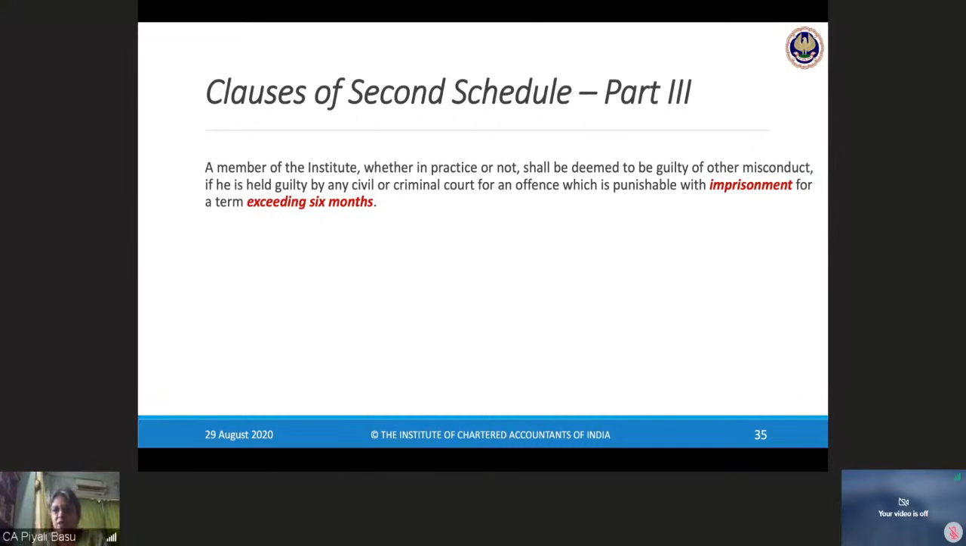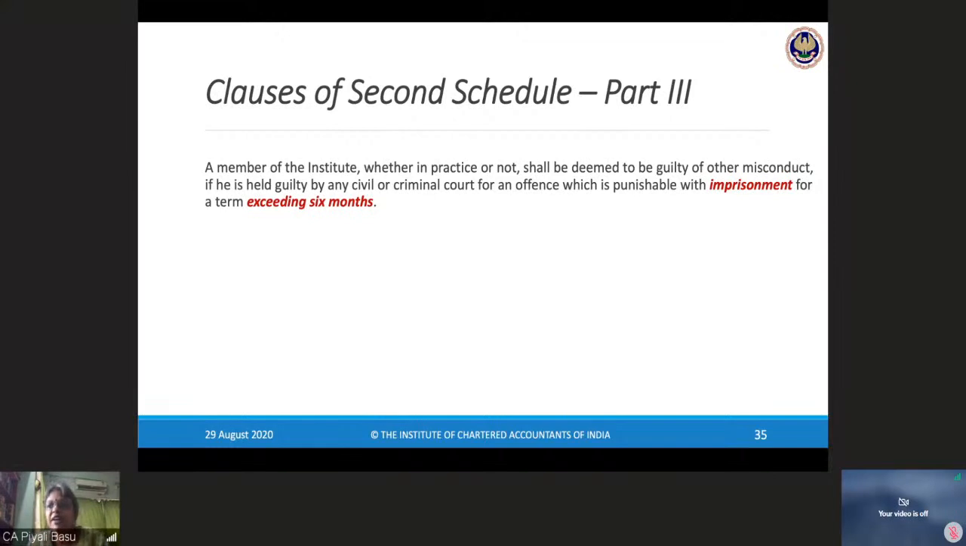Misconduct is there in which of the schedules? In both the schedules. Right? Both in first schedule and second schedule. In first schedule, it was in part 4, and there were 2 clauses. Imprisonment for less than 6 months, and it brings disrepute to the institute, right? Part 4 of the first schedule, other misconduct.